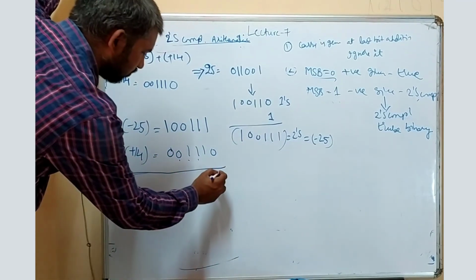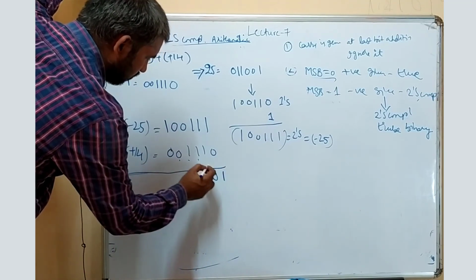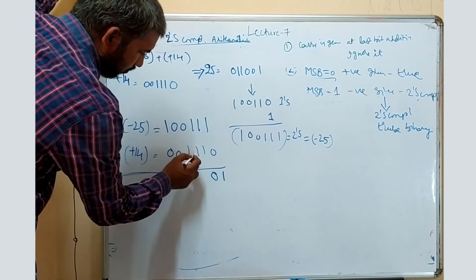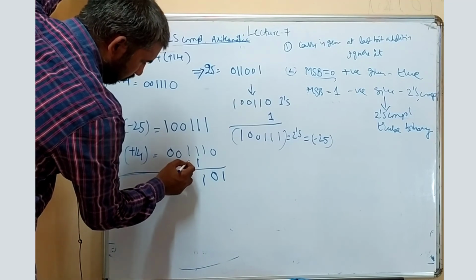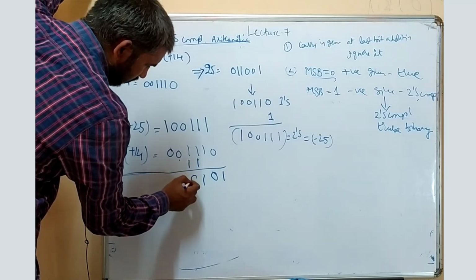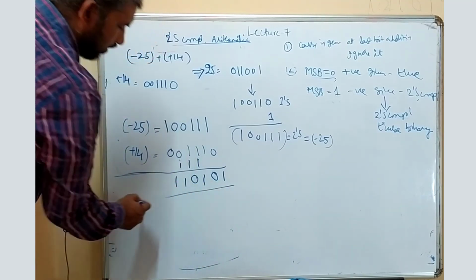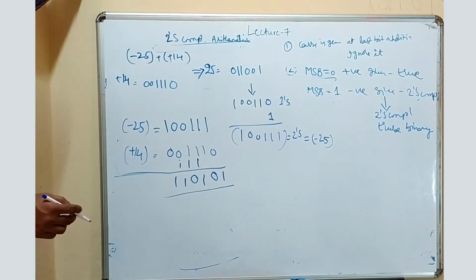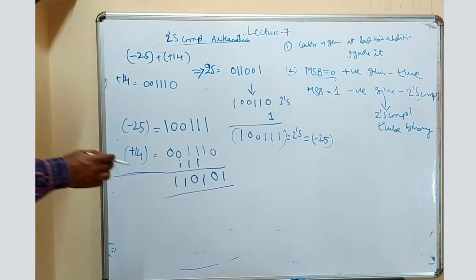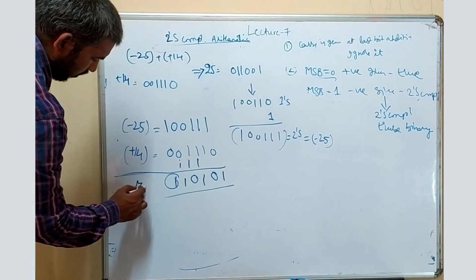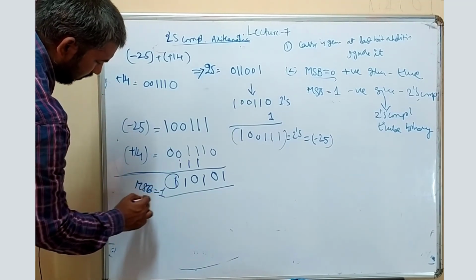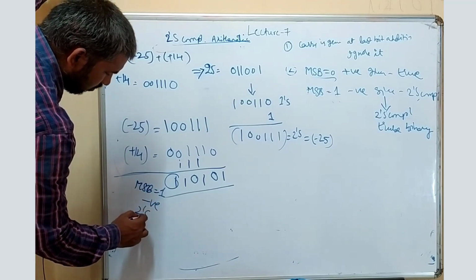This will be 1. 1 plus 1 will be 0. This will be 1. 1 plus 1 will be 1, 0, 1, 1. This will be 1 here. 1 plus 1 will be 0. This will be 1 here total. So now if you look at here, there is no carry generated, so we can rule out the first rule. The second one is to check the MSB, which is 1. That means the given number is negative, that too in the 2's complement form.